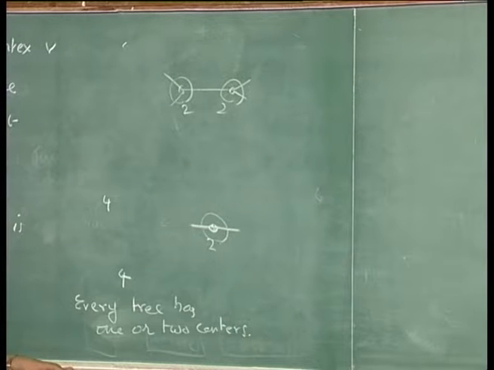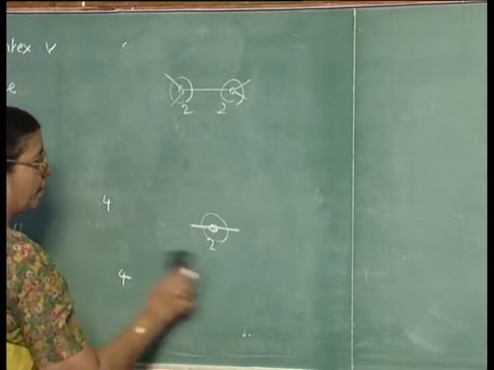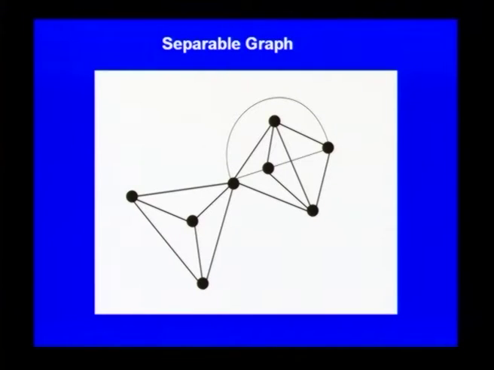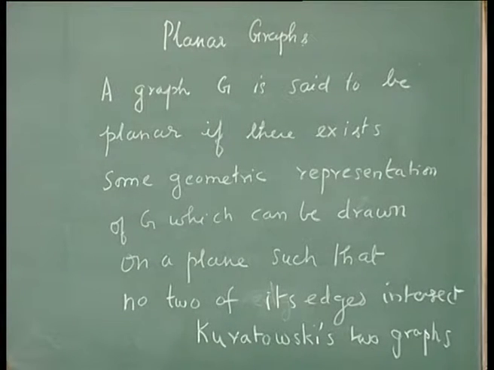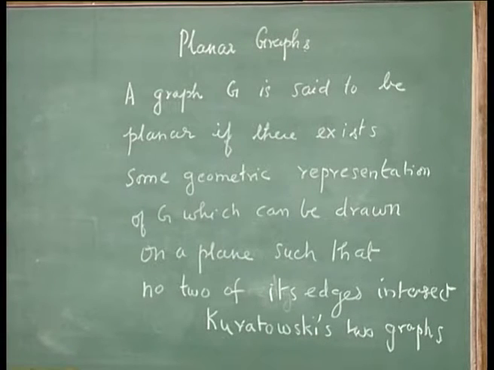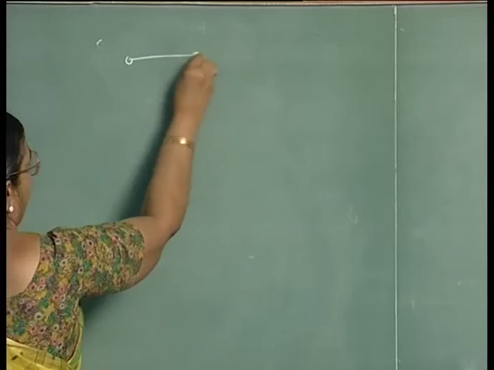Now, let us see what is meant by a planar graph. A planar graph is defined like this: a graph G is said to be planar if there exists some geometric representation of G which can be drawn on a plane such that no two of its edges intersect. Take for example this graph.